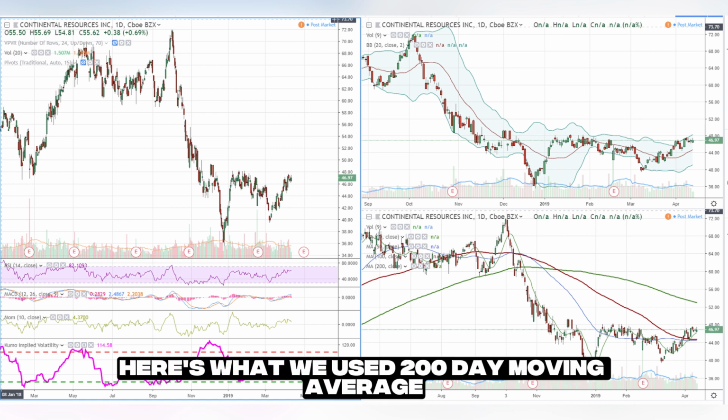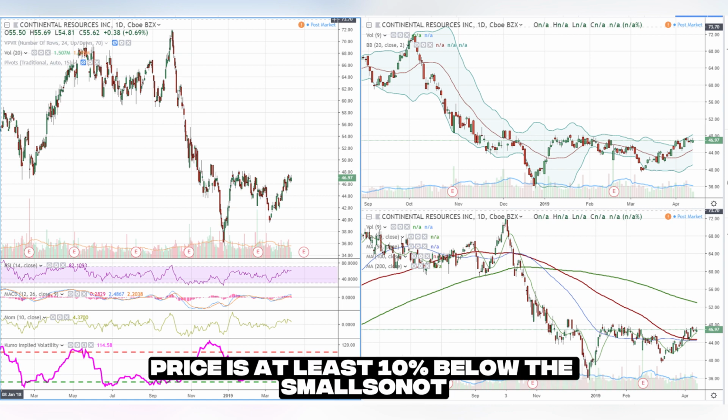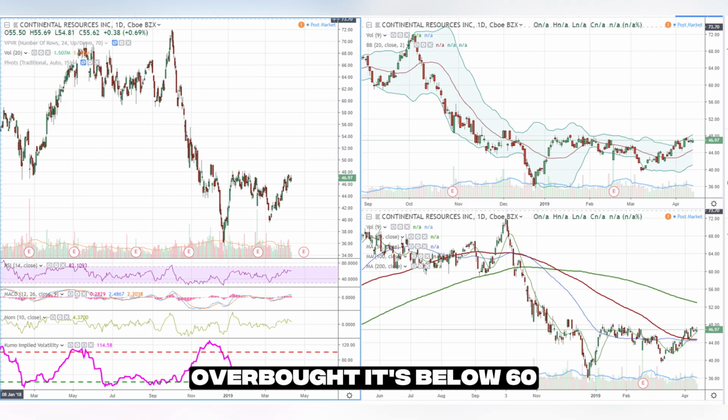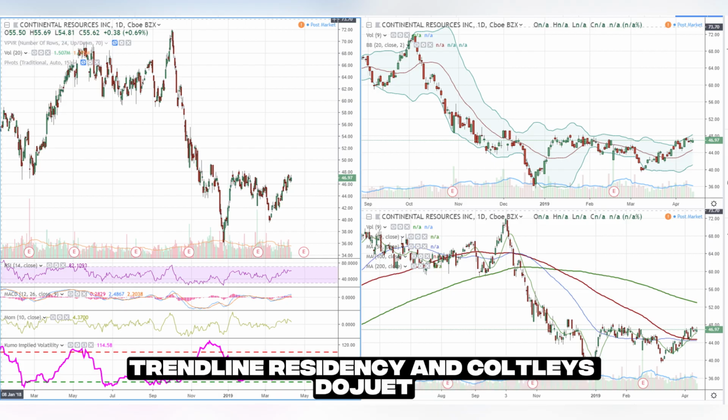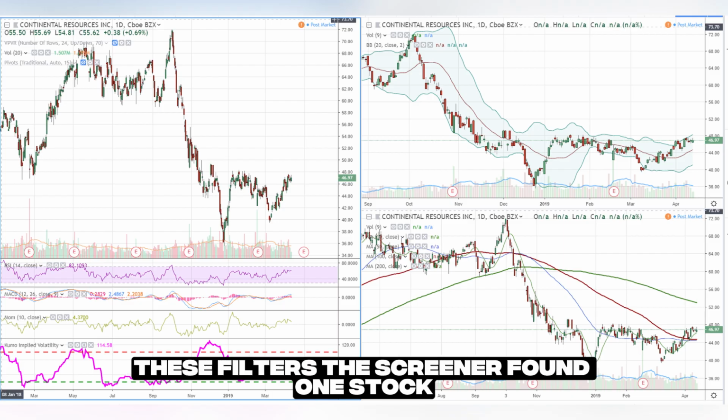Here's what we used. 200-day moving average: price is at least 10% below the SMA200. RSI: not overbought, below 60. Trendline: resistance, and candlestick: doji with these filters.